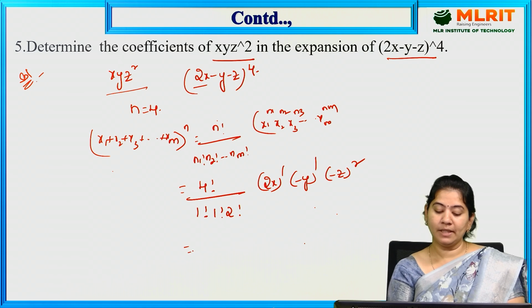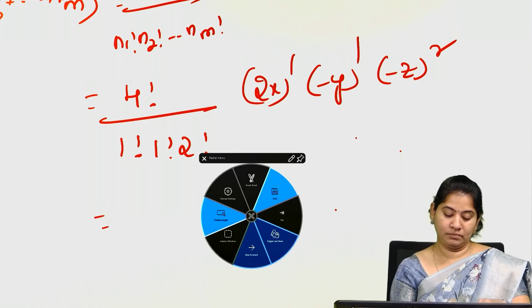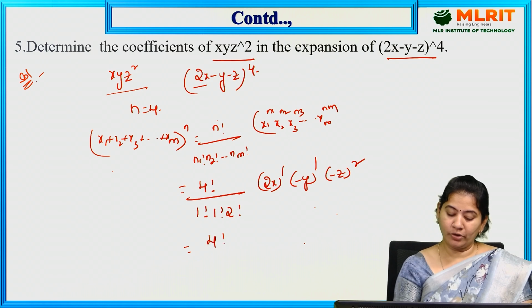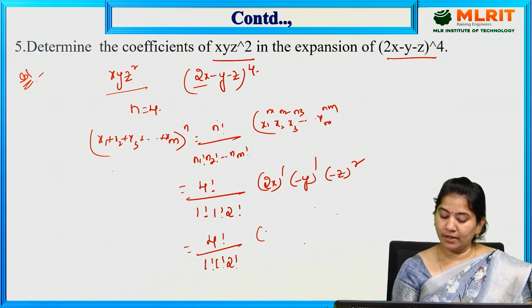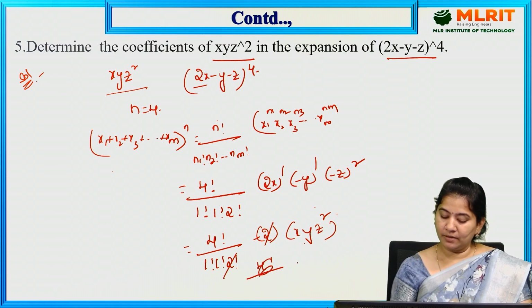So now if you observe here, 4 factorial by 1 factorial into 2 factorial. So now here you will get 2 into x minus 2 x y z square. So 4 factorial by 2 will get cancelled. So here you will get minus 4 factorial, which is nothing but minus 24.